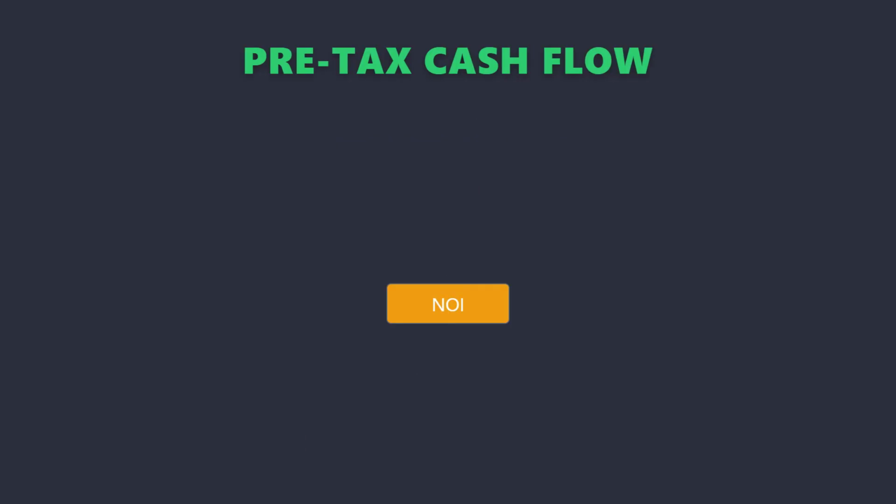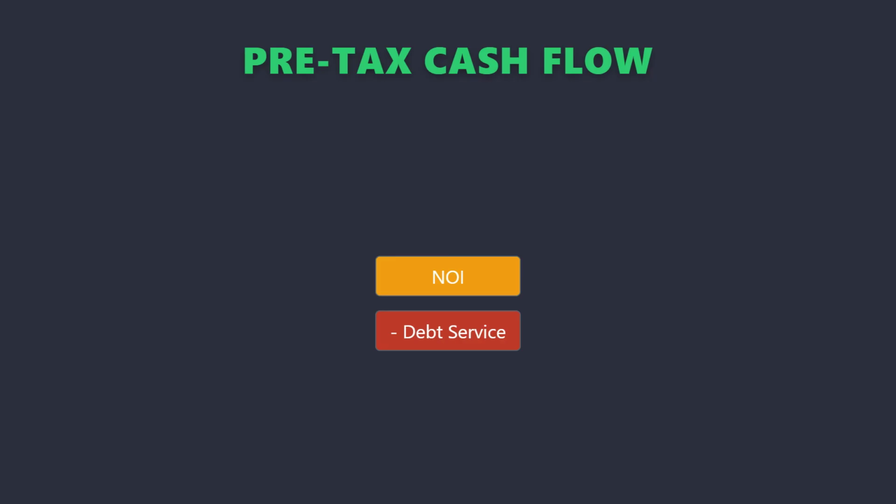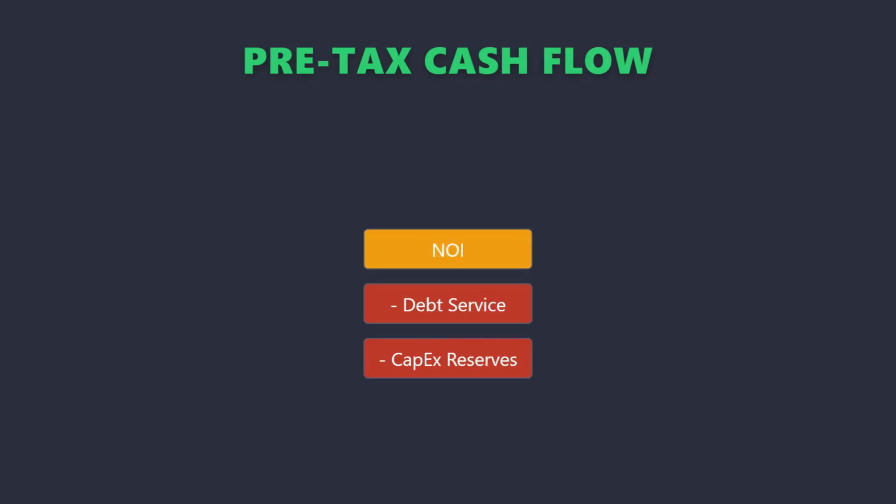Pre-tax cash flow is the definitive measure of liquidity and true profit. This metric shows the actual spendable income generated by the property. Pre-tax cash flow is calculated using a simple formula. Take net operating income, subtract the full debt service payment. Then subtract the mandatory capital expenditure reserves.